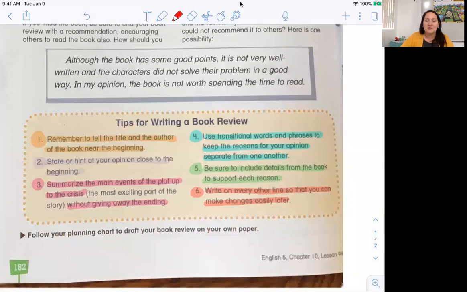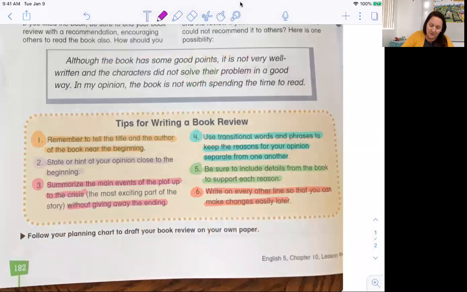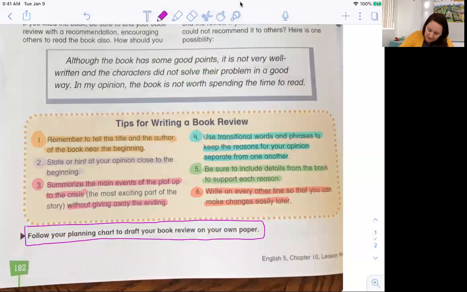Okay? So your assignment for today: follow your planning chart to draft your book review on your own paper in your spiral notebook. Just like yesterday, when you did your planning and you took a picture and sent it to me, I need you to do that for me today again. It's super important that I know that you're following these steps, so that you don't get behind.